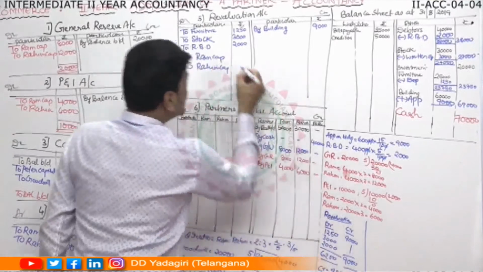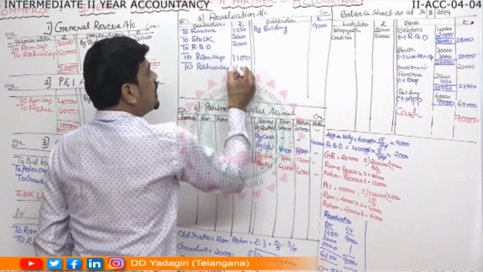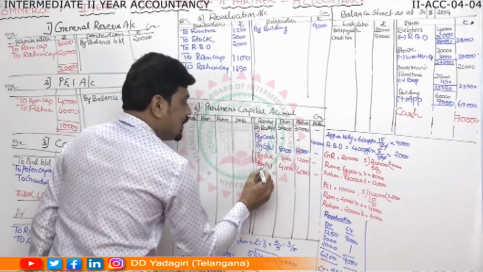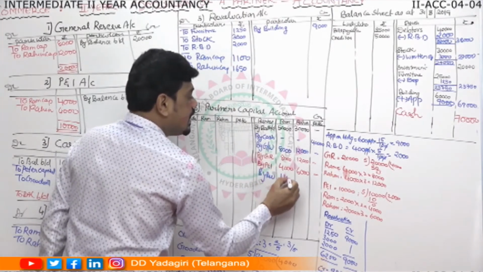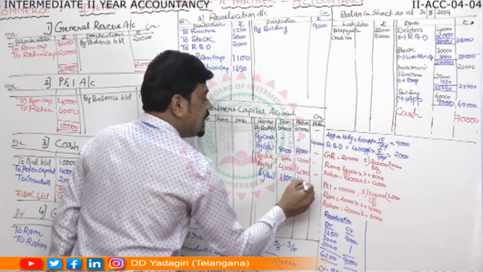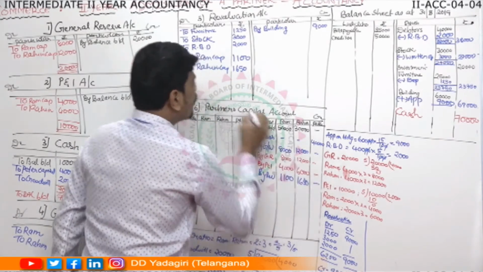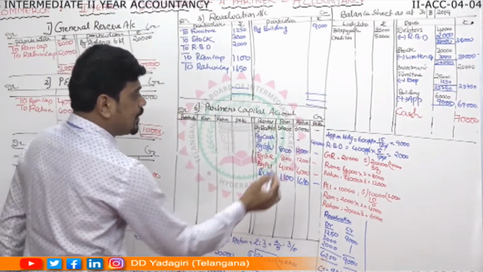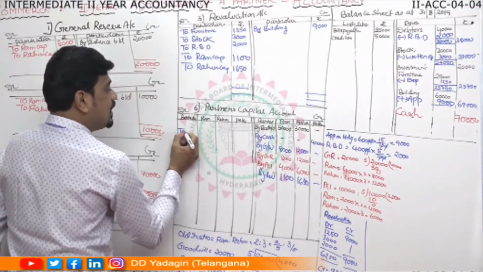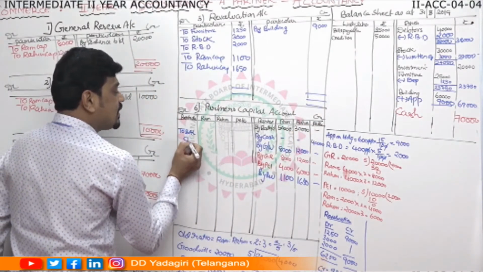Now if we see, we get 1100, 1650. This will transfer by revaluation. 1100, 1650. Even this got closed. Now we'll balance the partner's capital. If you balance the capital, you will get two balance carried down.